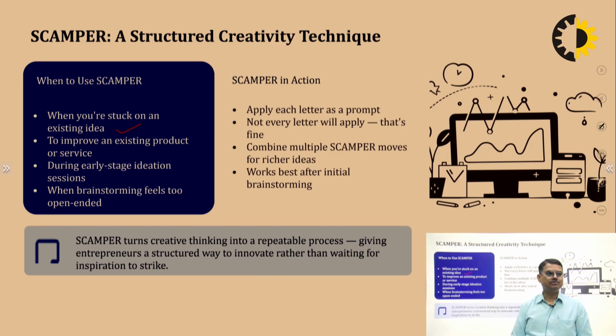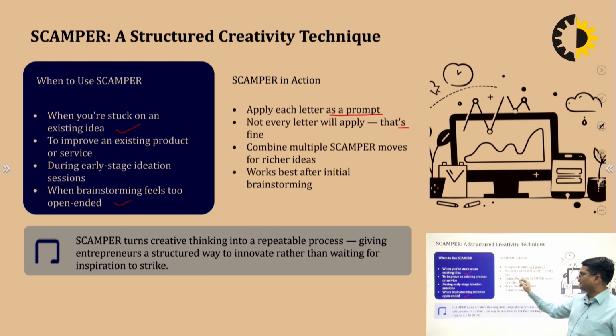SCAMPER is a powerful tool when brainstorming feels too open-ended and we are not able to draw any conclusion from the brainstorming. We can try SCAMPER at least in that scenario as well. SCAMPER in action means applying each letter as a prompt. Not every letter will apply. That's fine. Combine multiple SCAMPER moves for richer ideas, and it works best after initial brainstorming.